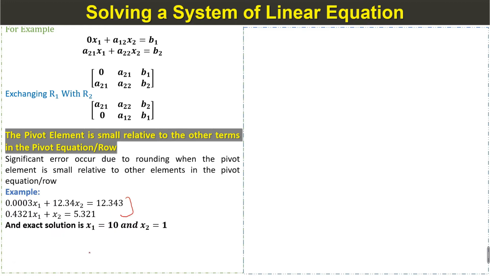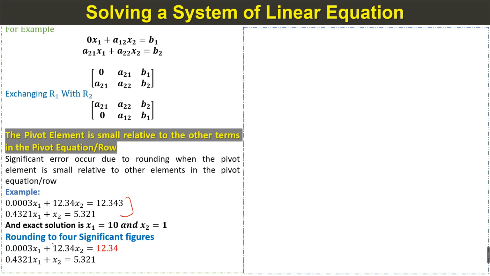And before applying the Gauss elimination method, we round these numbers to four significant digits. Okay, rounding to four significant figures. Here we can see that this one is rounded to four significant figures, this is already four significant, and this one is also already four significant figures. Now we apply the Gauss elimination method to find the values of the unknowns.